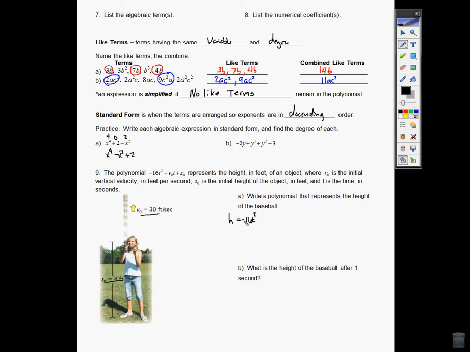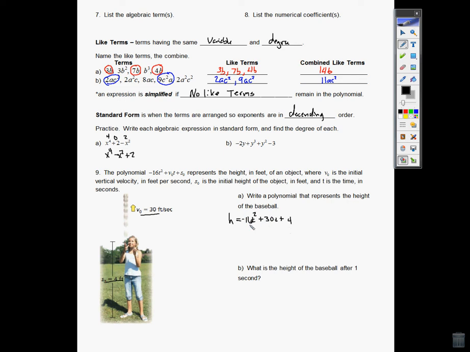Sorry, that should be a negative 16. So negative 16t squared, that's my first term. I don't know time, so I can't input time, but then I get to my next term and it's v sub 0, which it tells me is 30. So I can plug in a 30 there. 30, still don't know time. And then plus s sub 0, which it tells me is 4. So this is modeling an equation at an initial height of 4 with a ball that's being thrown with initial velocity of 30 feet per second.